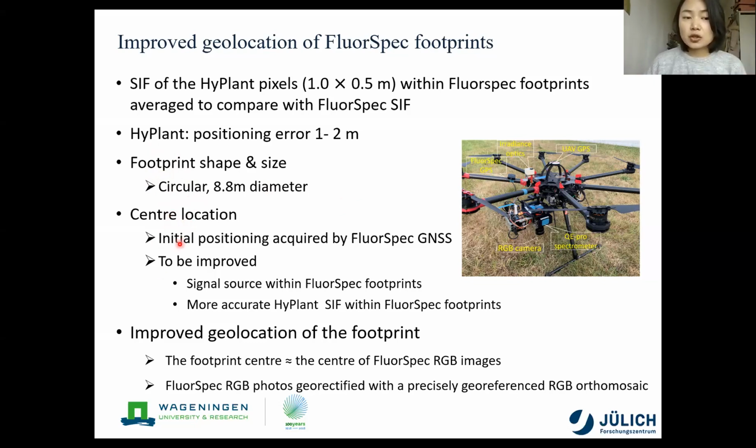Then the initial central location of the footprint was given by the FluorSpec GNSS information, but these locations needed to be improved for two reasons. The first one is that what we are interested in is the signal source within the FluorSpec footprint. The second one is that we want more accurate HyPlant SIF within the FluorSpec footprint.